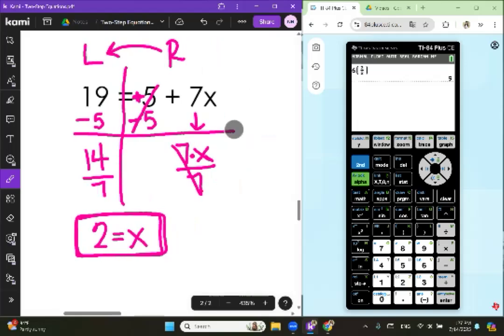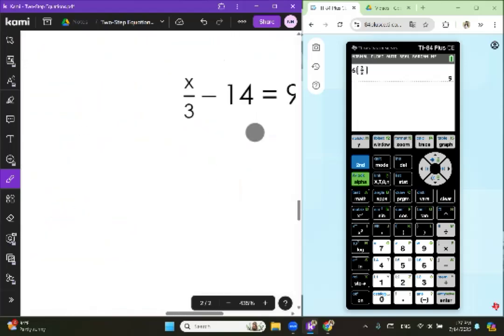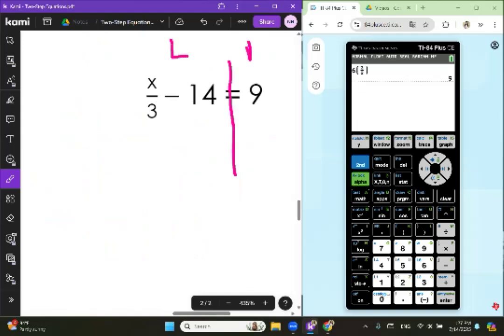Almost done. Number 10. Split your left and your right side. X is on the left. Move the numbers to the right. Between 3 and 14. 14 is the one without the letter, without the variable. So a minus changes to plus. Looks like a T, sorry.